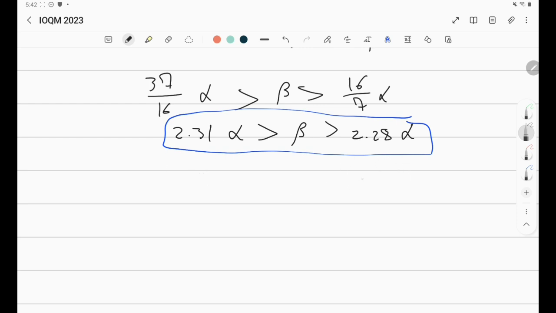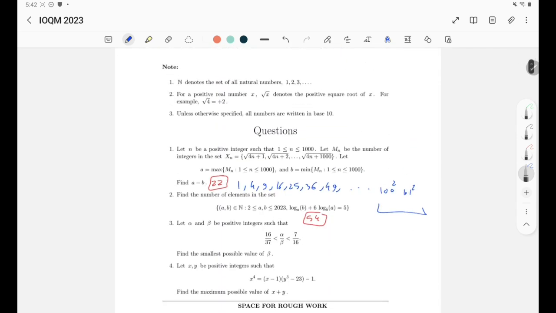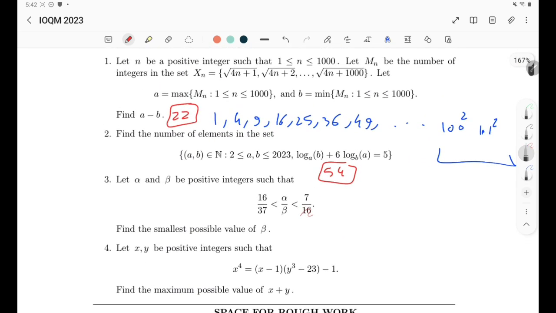If you choose alpha equals 10, notice it's going to be 20, 22.8, and here 23.1. So for sure, that means this is a solution. 23 works. But of course, in order to check the minimality for beta, you need to try alpha from 1 to 9, and check that none of them will work. Indeed, none of them will work, and this will be the answer. The minimal beta is 23. So the answer is 23.